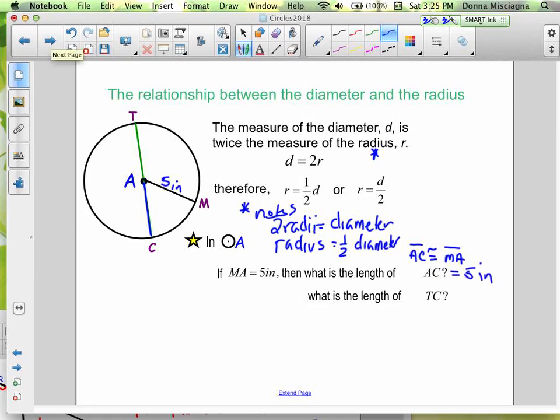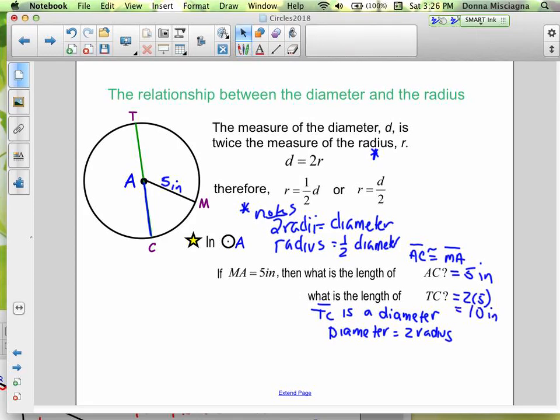How about the length of TC? Well, TC has its endpoints on the circle and goes through the center of the circle. So TC is a diameter. And we know that diameter equals 2 times the radius. That means that TC equals 2 times 5, which is 10 inches.